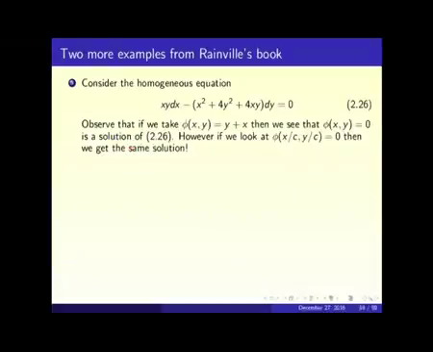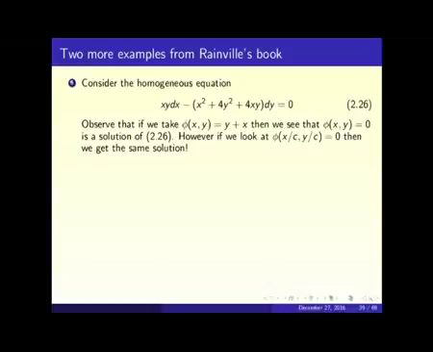Consider the homogeneous equation xy dx minus (x squared plus 4y squared plus 4xy) dy equal to 0. Taking two more examples from Rainville's book. Observe that if you take phi of x, y equal to y plus x, then phi of x, y equal to 0 is a solution. Namely, y equal to minus x is a solution, but then you are not going to get all the solutions from here.